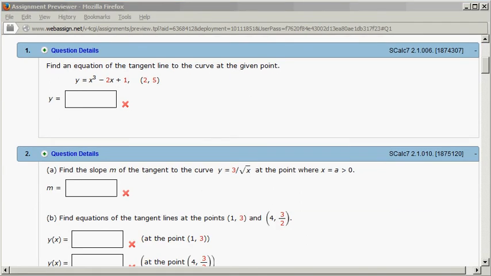Alright, let's look at homework 2.1, problem number 1. We want to find an equation of the tangent line to the curve at the given point (2, 5). Alright, so let's do that.